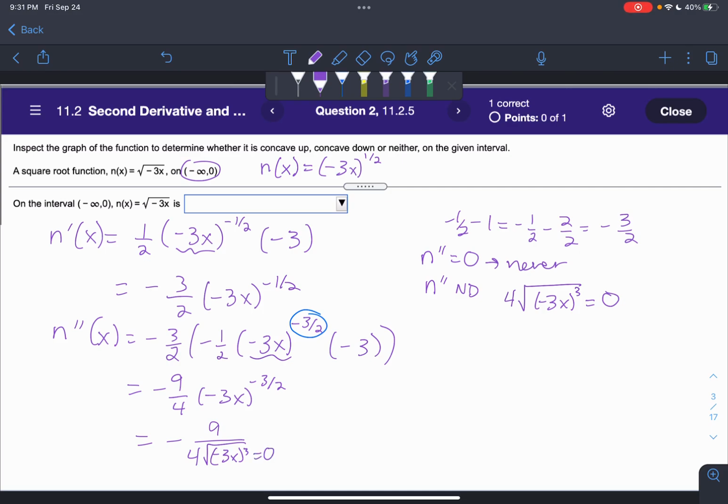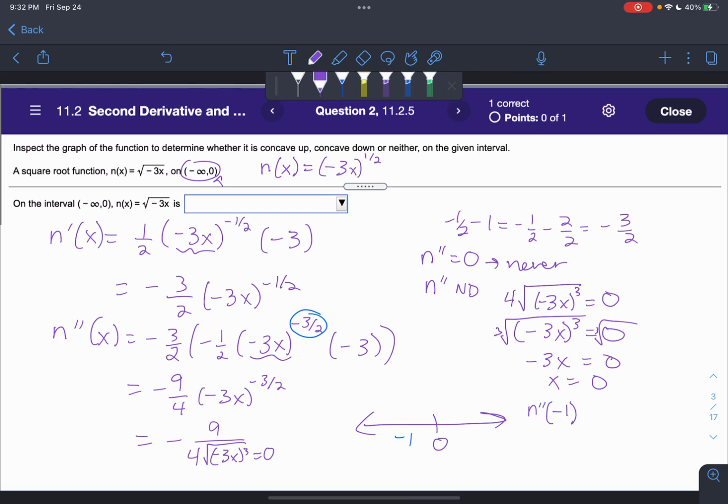So we can simplify this a little, move the 4 to the other side and square root it, which still gives me 0. Or square it, and then we take the cube root to undo that, right? Again, I still have 0. So negative 3x equals 0. So really, 0 is our partition point, which works out. Remember, I only want to know to the left of 0. So let's plug negative 1 into my second derivative. So negative 1 into here.